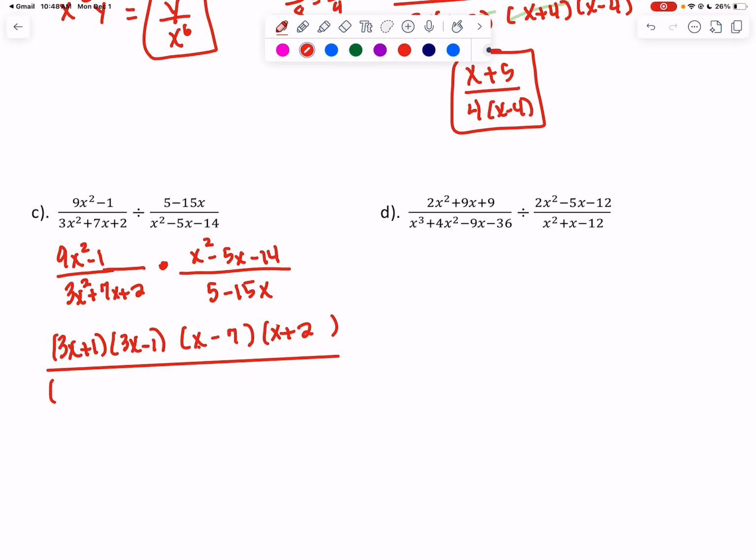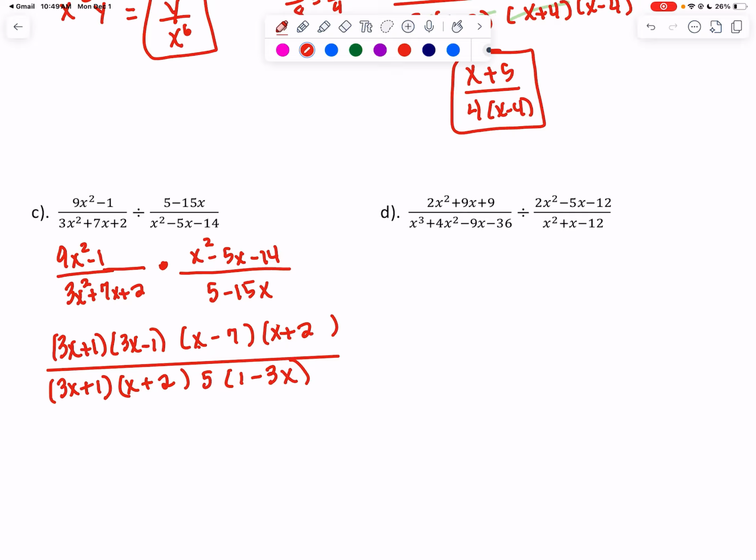For the denominator, 3x squared plus 7x plus 2. I'll use 3x times 1x for 3x squared. And for 2, I'll use 1 times 2, and I'll make them both positive. For 5 minus 15x, I'll take out the common factor, which is 5. And that will leave me 1 minus 3x.